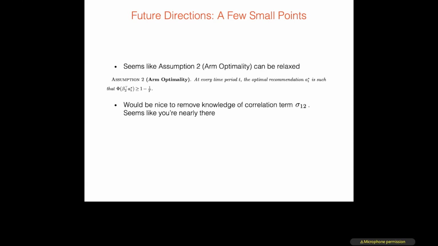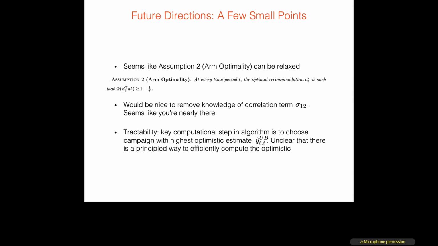Again, something where I saw that in your experiments, you have a way around this. Seems like you're almost there to just rigorously remove this knowledge assumption. And maybe last thing is, it seems like in the algorithm, there's this computational step of actually optimizing the optimistic bounds. It's unclear to me whether there's a principled way, once you introduce this specification, whether that's something that would remain tractable.